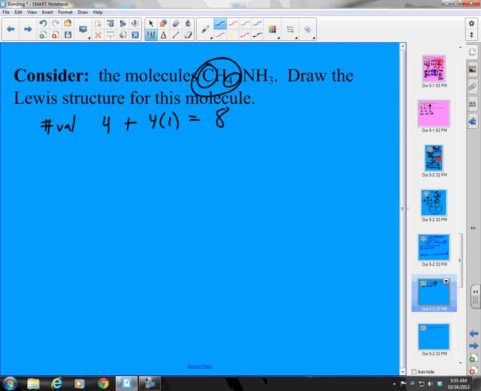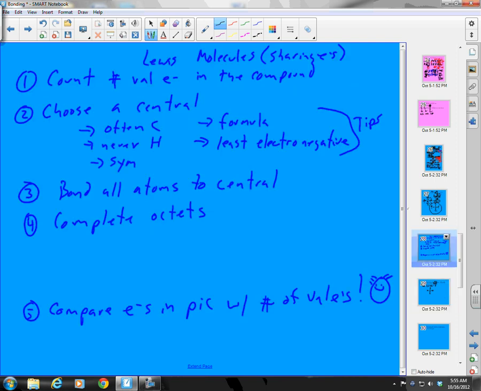And then I'm going to choose a central atom. I have carbon, so I'm going to put carbon as my central atom. I am going to bond my hydrogens. And then usually we'd say complete the octets. Well, we have an exception here. Let's go back to our notes. Complete octets, except. We see this all the time in chemistry, the word except. Here's exception number 1.